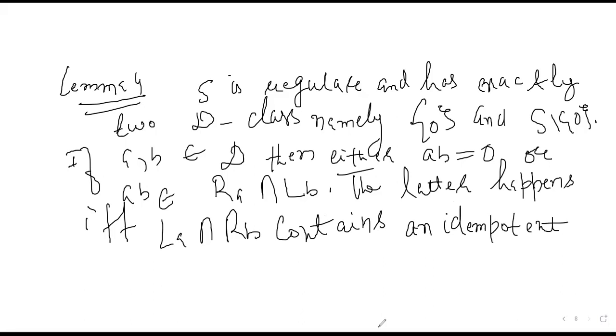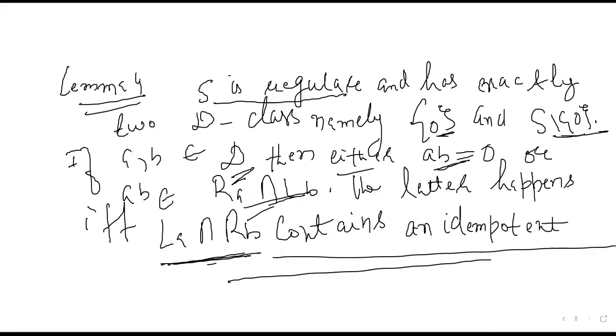तो ये जो लेमा 4 है इसमें हमें बहुत सारी चीजें देखनी है। पहला हमारा क्लेम है कि ये जो S है ये रेगुलर है। इसमें हमें क्या क्या देखना है? एक हमें देखना है कि S रेगुलर है और इसमें सिर्फ दो ही D क्लासेस हैं, एक 0 है और दूसरी S माइनस 0। ठीक है, ये हो गया इसका फर्स्ट पार्ट। सेकंड पार्ट कहता है कि अगर कोई भी एलिमेंट आप चूज करोगे इस D क्लास में, या तो उनका प्रोडक्ट 0 होगा या उनका प्रोडक्ट इस H क्लास R_A इंटरसेक्शन L_B में लाई करेगा। और R_A इंटरसेक्शन L_B में लाई करेगा इफ एंड ओनली इफ ये जो L_A इंटरसेक्शन R_B है ये आइडमपोटेंट कंटेन करेगा। So this is what Lemma 4 says.